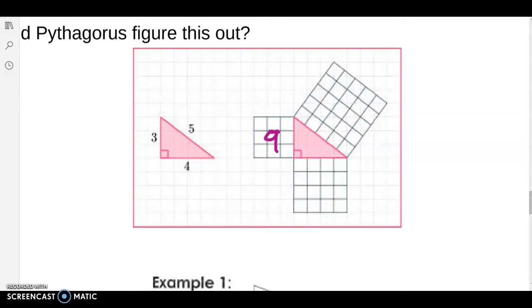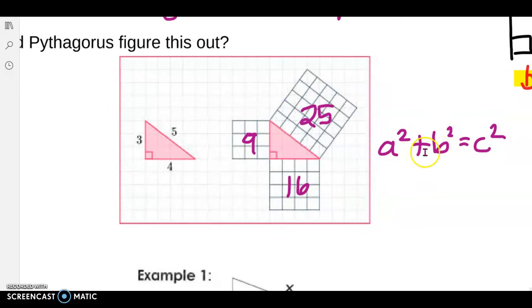The area of the bottom square, 4 times 4, 16. And the area of the large square, 5 times 5, is 25. And basically what we just did was a squared plus b squared equals c squared. We said the areas of the two smaller squares added up to the area of the larger square, because 9 plus 16 does in fact equal 25. So you could make a model like this if you needed to help you with it. It doesn't help so much if our answers are not beautiful whole numbers. So we'll look at all kinds.